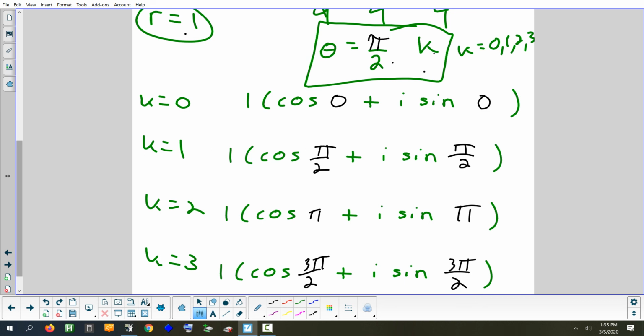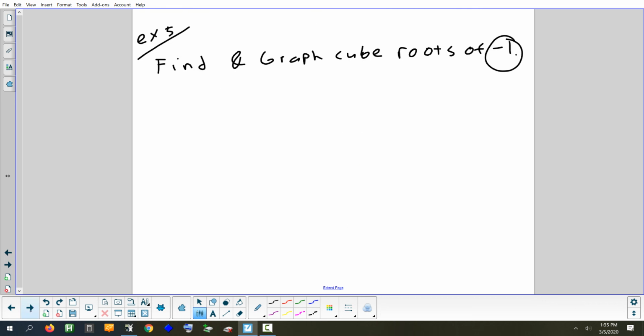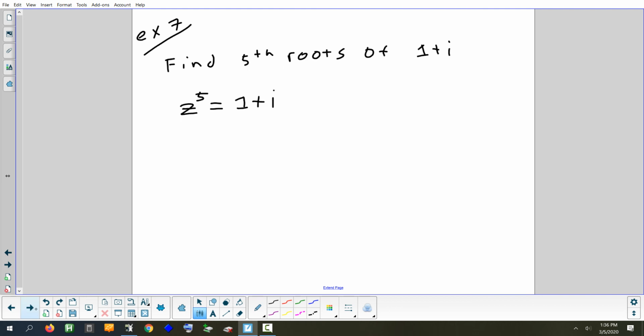All right, let's try another one. I'm not going to graph it, but let's switch it up. Let's do this one. Oh boy. And we can go back to one of the other ones. I want to find the 5th roots of this number. So what's the first thing I have to do in that equation? Find r. Right, so let's find the r and the theta.